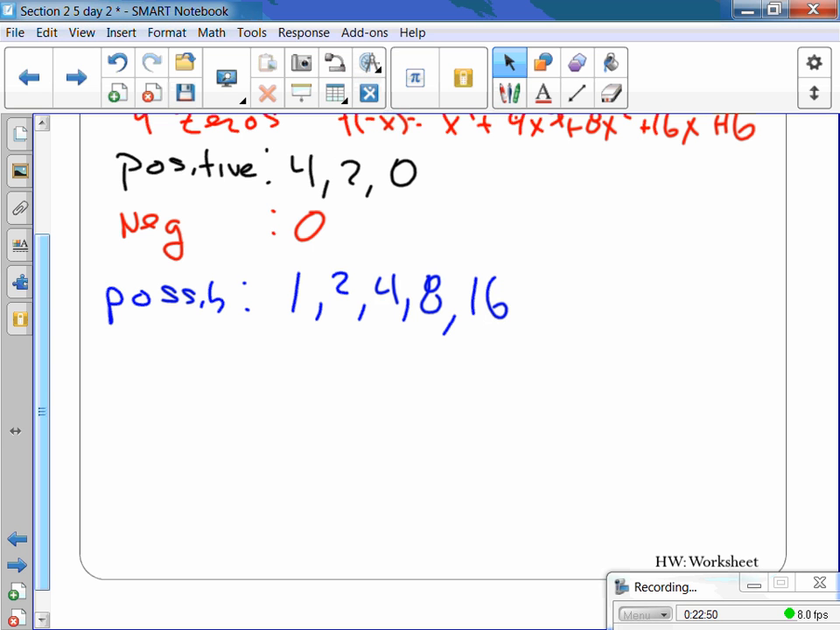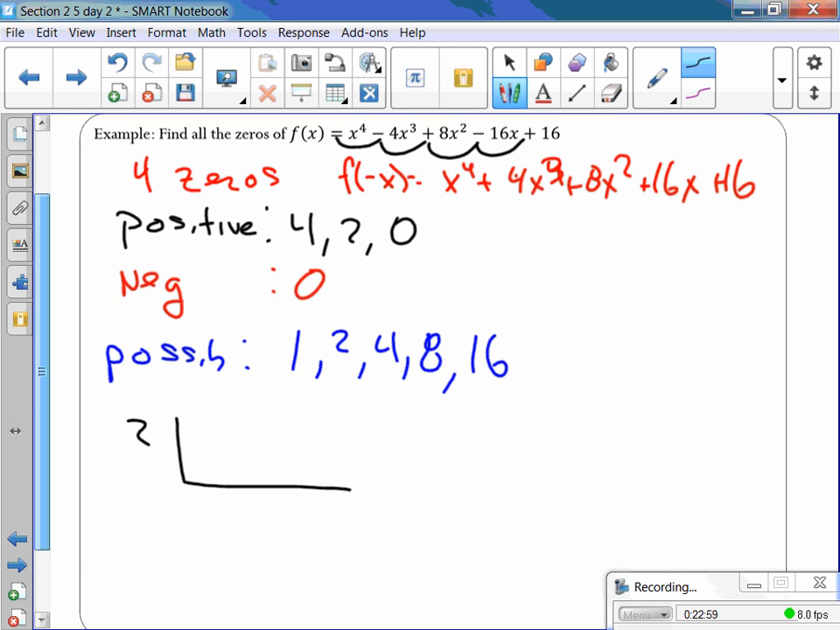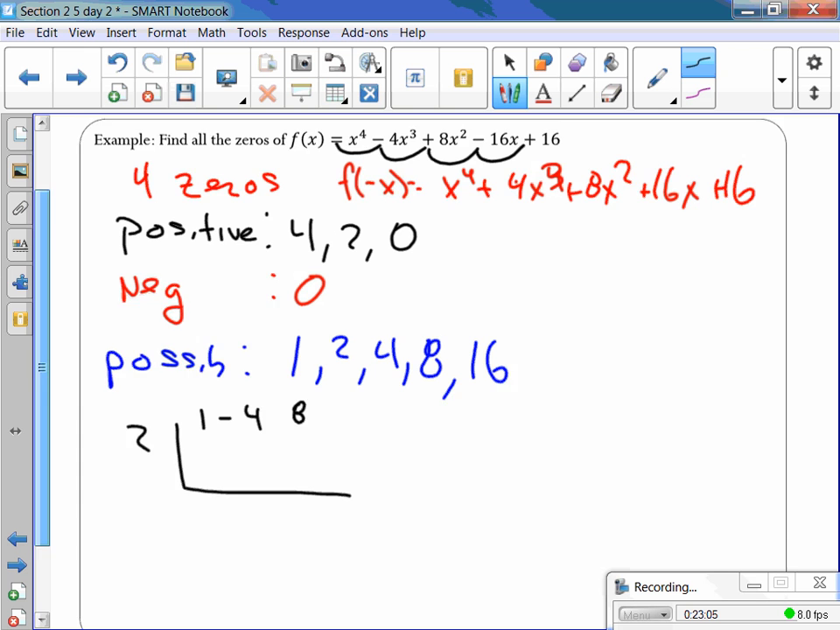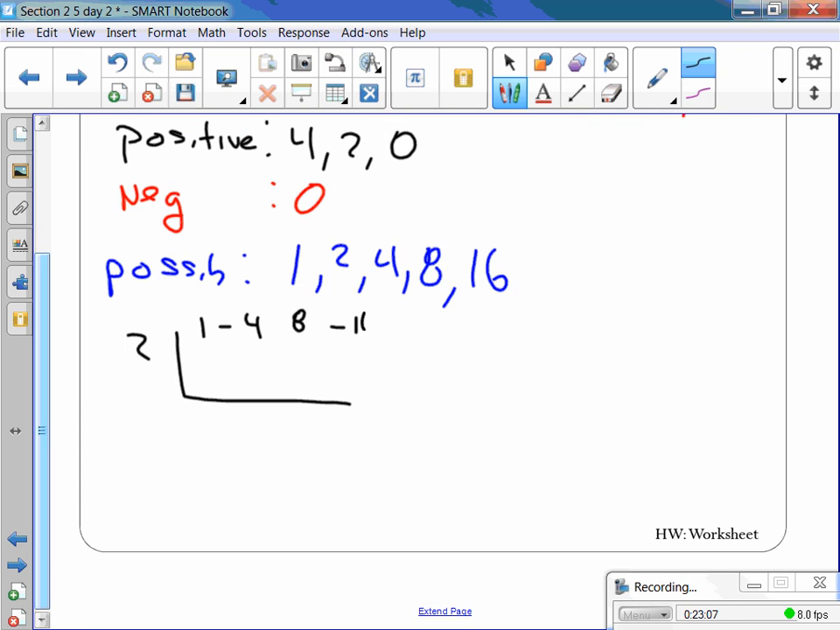And we have what? 1, negative 4, 8, negative 16, and positive 16. So Alex, what do we get here? 1 and 2, negative 2, negative 4, 4, 8, negative 8, negative 16.